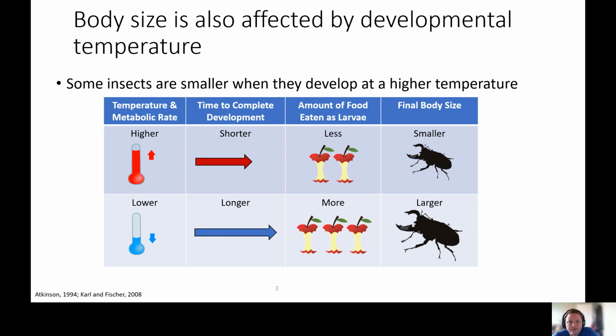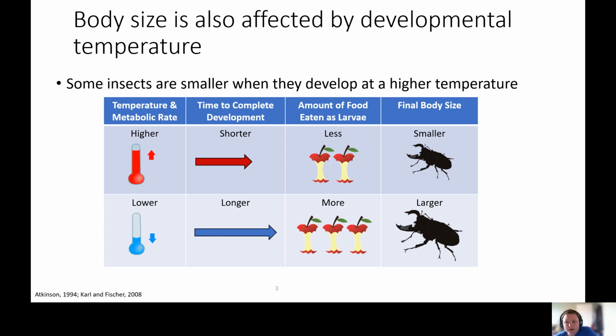Differences in body size among individuals of the same species is a form of phenotypic plasticity. The continuous range of body sizes observed in insects is not due to genetics, but due to environmental influences such as temperature or resource availability.